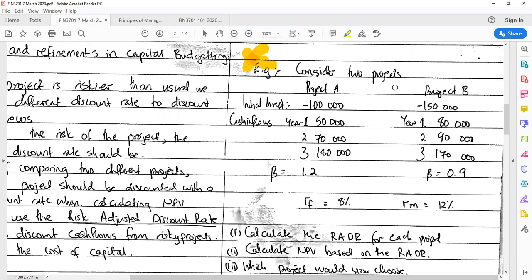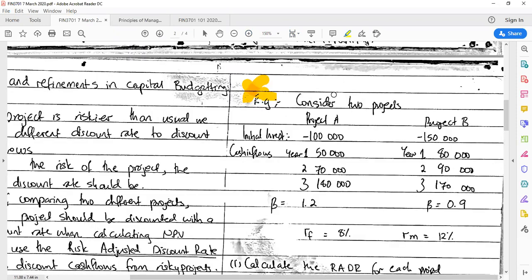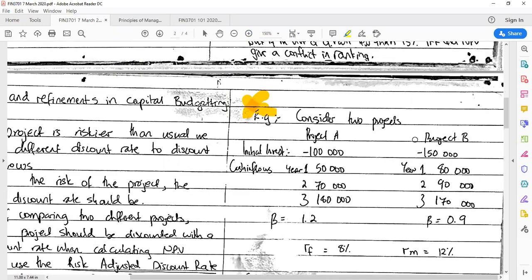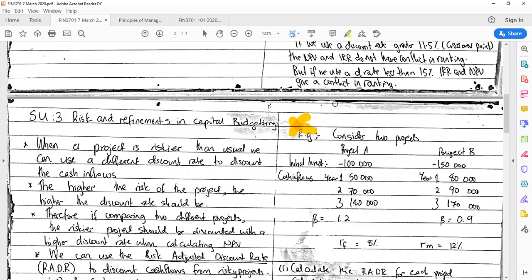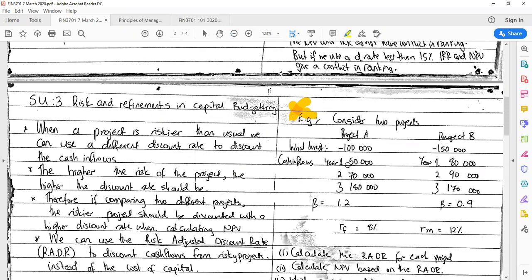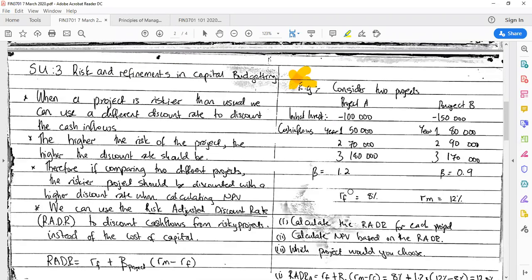So we're told to consider two projects. We've got project A and we've got project B. And you're told you have an initial investment of 100,000 Rand in both projects, project A and project B. And then we're also given the cash inflows for year one, year two, year three, and project B as well. We're given the betas of each project, beta for project A and beta for project B, and we're given the risk-free rate, right? And we've been asked to calculate three things.